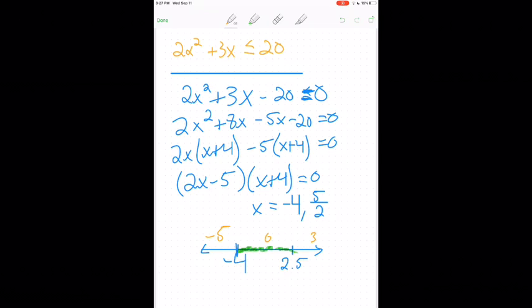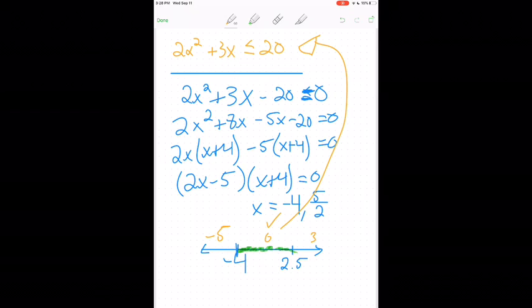Okay, some of these numbers might be a little difficult. And we'll plug this all the way back into my original equation, all the way up here. So plug in 0. 0 plus 0, is that less than or equal to 20? Yeah, good there. Okay, 0 works. 3, I plug that in. 3 squared is 9, times 2 is 18, plus 3 times 3, which is 9. So 18 plus 9 is 27. That doesn't work. And then finally, negative 5. Plug that in. Negative 5 squared is 25, times 2 is 50. And then minus 15 will give me 35. 35 is not less than 20, so that doesn't work.